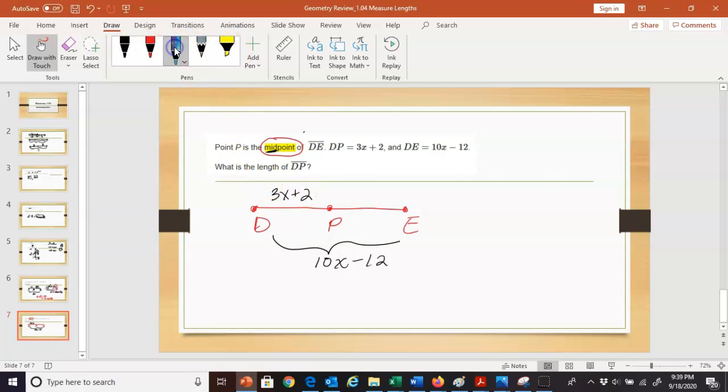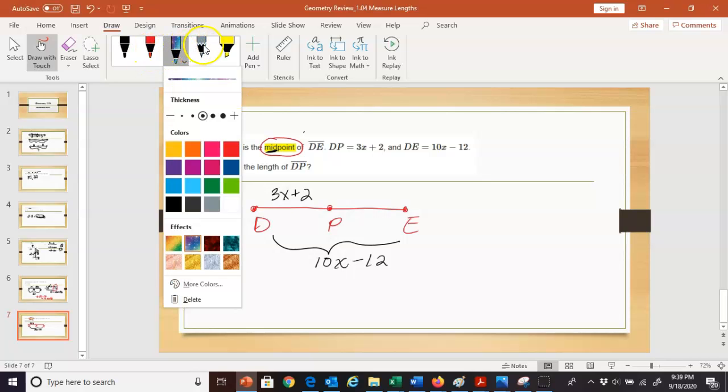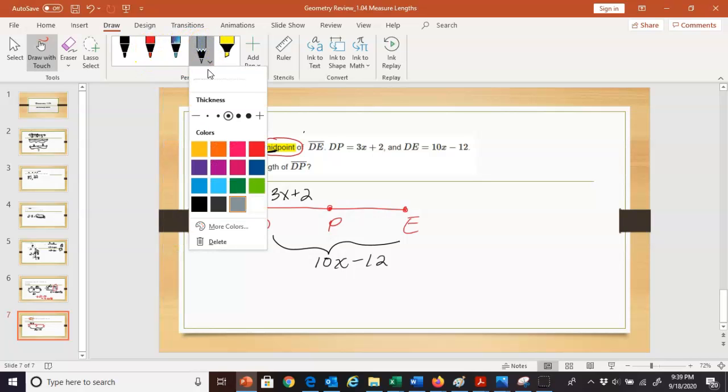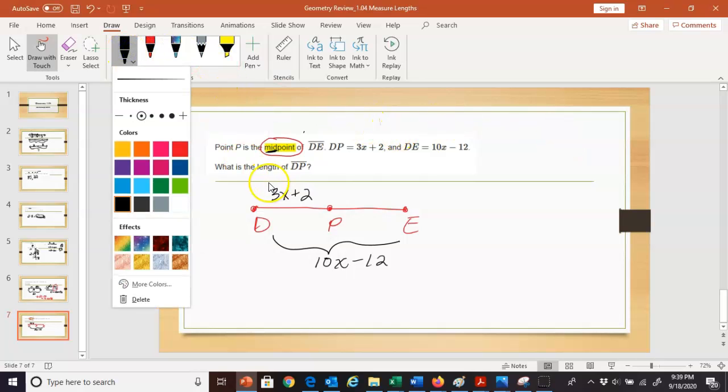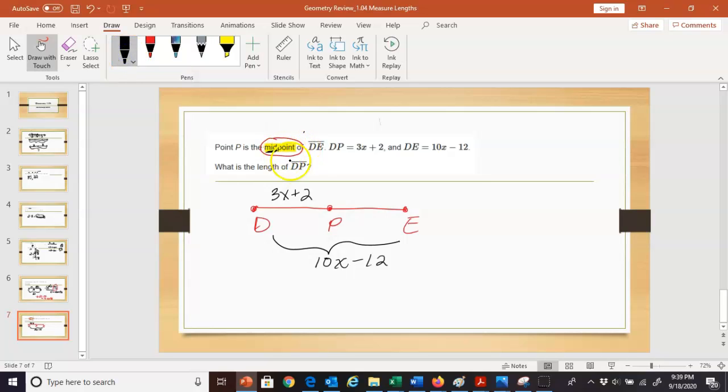Remember, midpoint means the middle. So what does it mean for a line to be broken up in the middle? It means that the two parts are equal. That's what midpoint means. It means that this line is equal to this line. So we don't even need to know this value. We just know that it's going to be exactly the same as this. So if it's exactly the same as DP, well, DP is 3x plus 2.